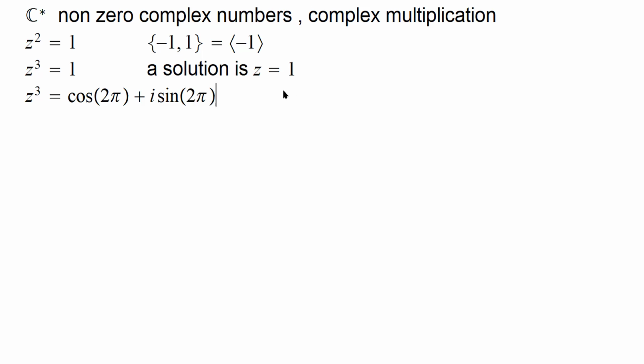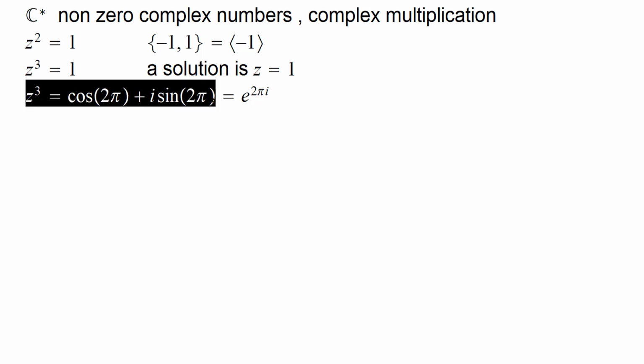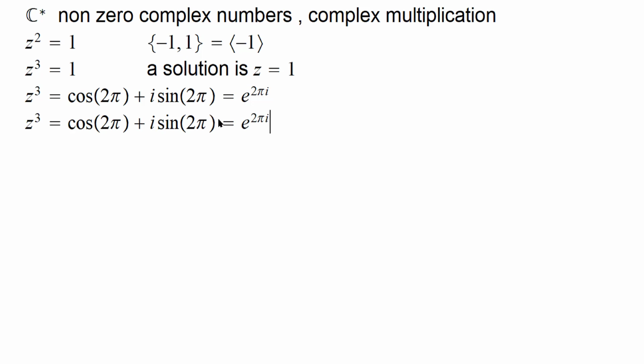So now remember Euler's formula. This is going to just become e to the power 2 pi i, right? That's what this will be. So the equation z cubed equals 1 changes to this for us, right? So who will z be then? z will be the cube root of this number, right?